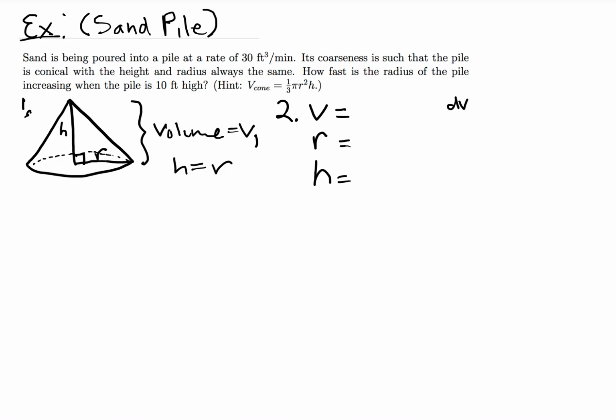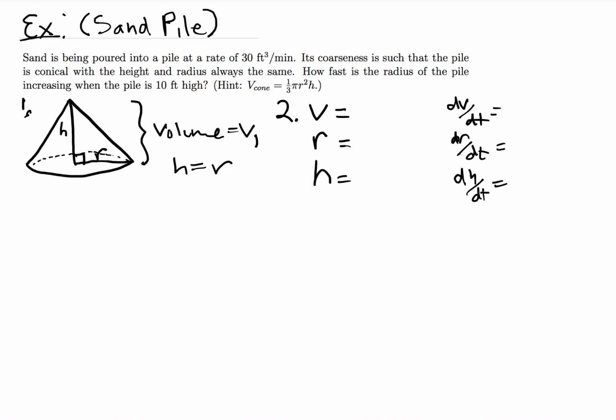Anytime that you run into a variable, chances are you're going to run into its rate too. So I'm going to get information probably on dV/dt, dR/dt, and dH/dt. I'll go ahead and copy all 3 of those down here.